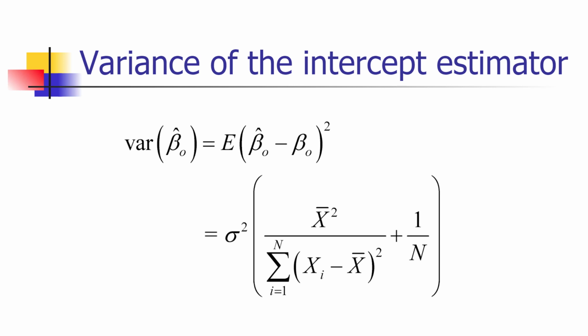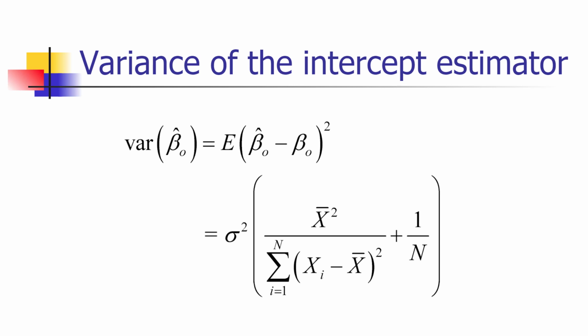Think about first what that means, and secondly, how this is going to be affected if there's a change in sigma squared, the variance of the error terms. If the variance of the error terms is larger, what will happen to the variance of our estimator? Also, think about what happens here when we have a sample that is larger. What's going to happen to the variance of our estimator when the sample gets larger? And also, how might that relate to the concept of consistency?